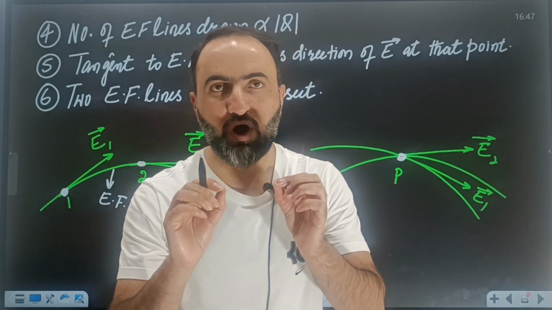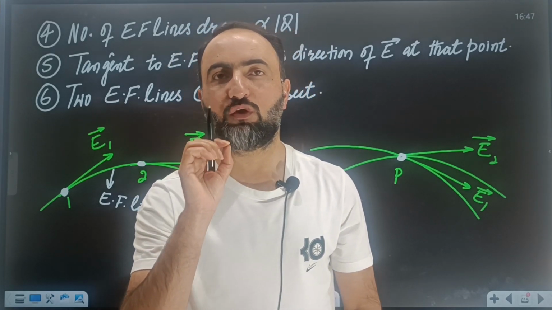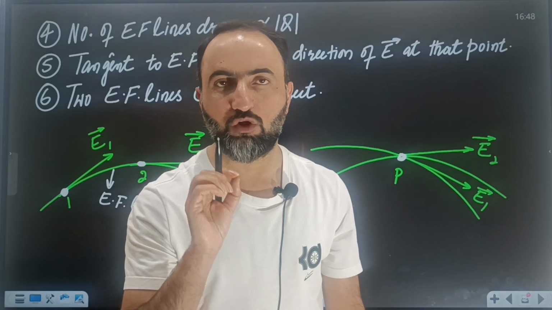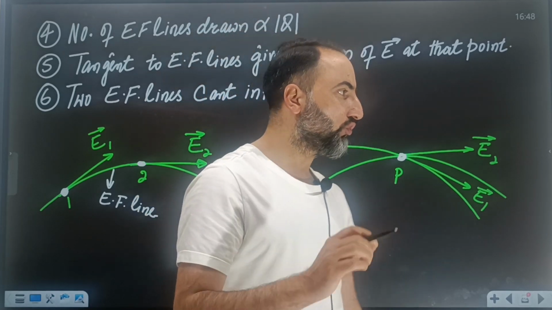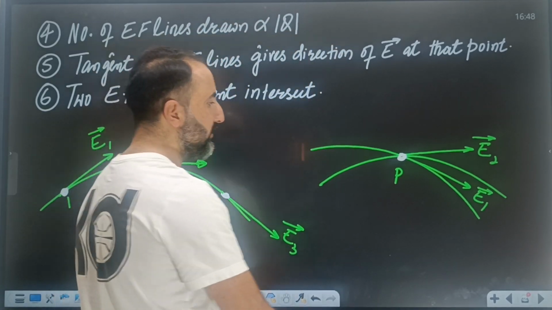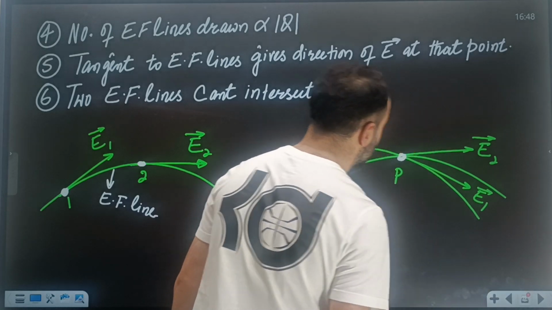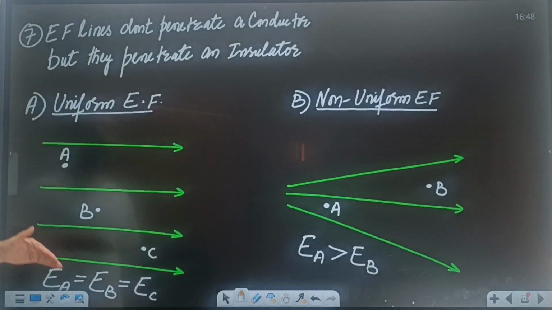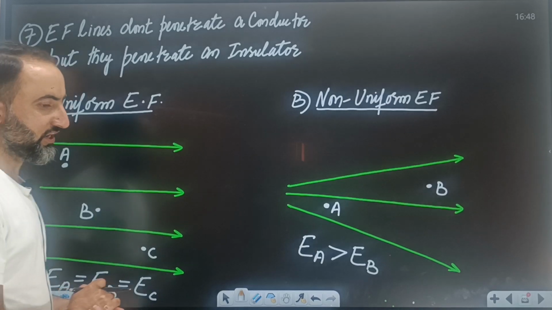Okay, at one point P, there will be only one direction of electric field, and there will be only one magnitude of electric field. So what does that mean? That means two electric field lines can never intersect. It's not possible. ठीक है ना? The next is that point number 7 is electric field lines do not penetrate a conductor, but they penetrate an insulator.